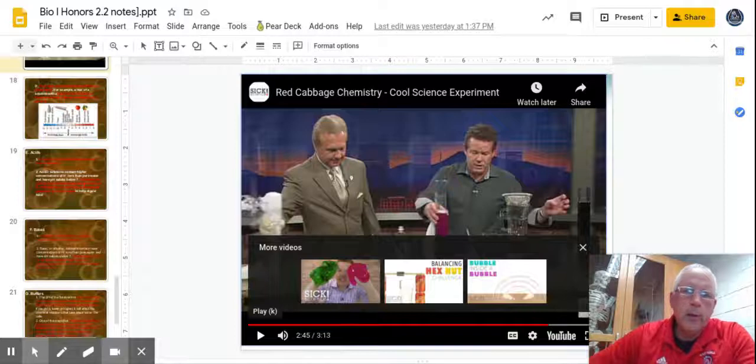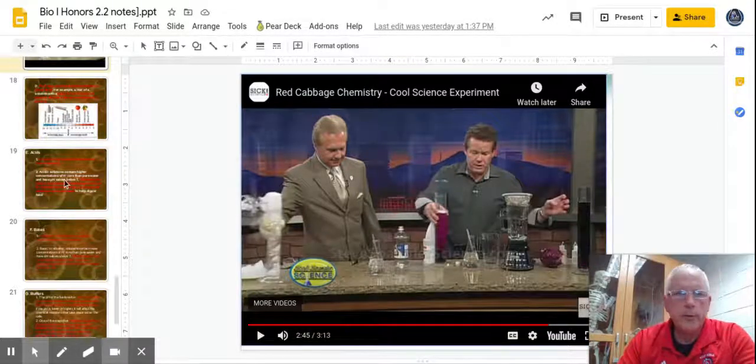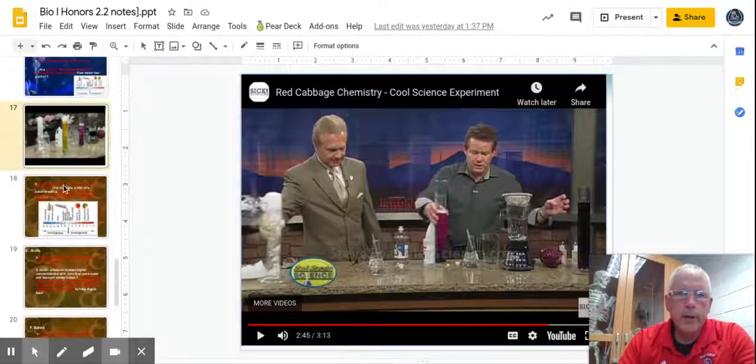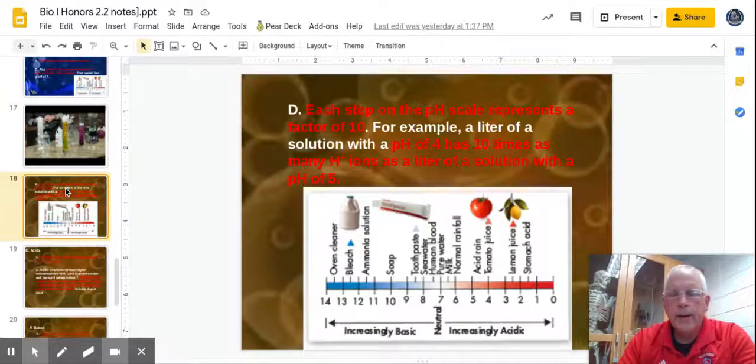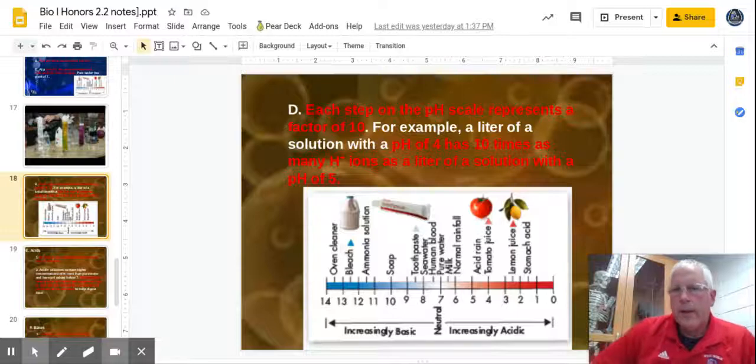So what are acids and bases? That's pretty much where we're at. What is the difference between them? That's what they were showing you on that screen. So let's start out with what these numbers mean. You've got 0 through 14. At every number, that is a factor of 10.